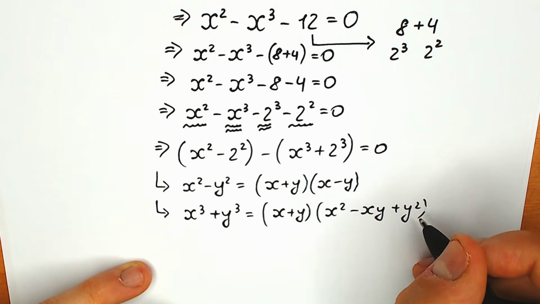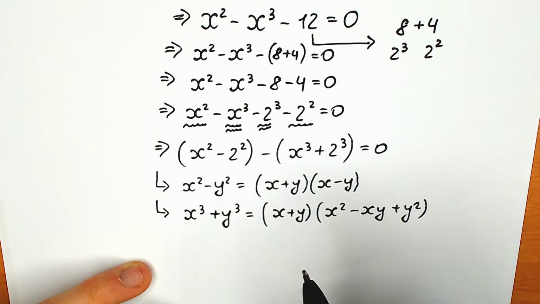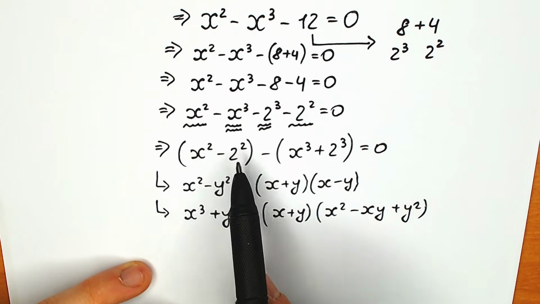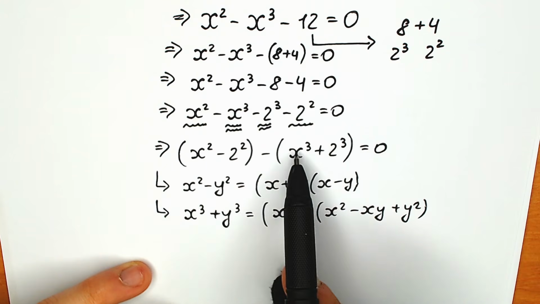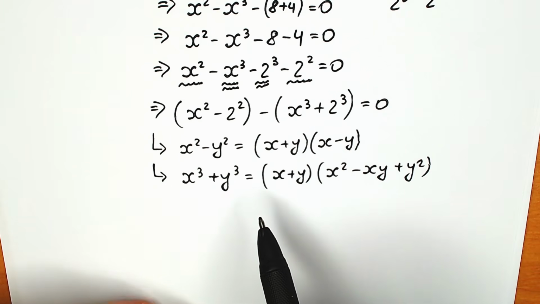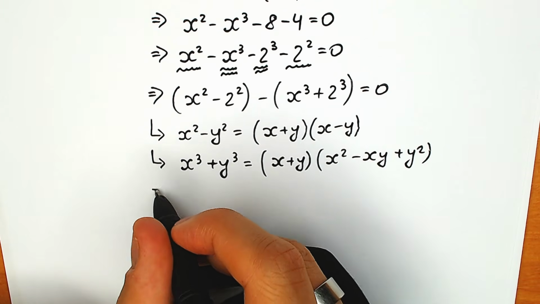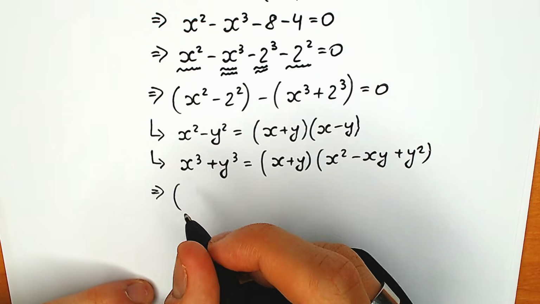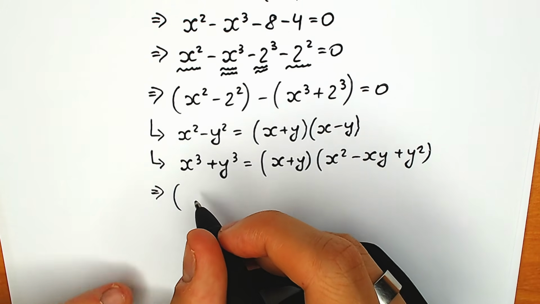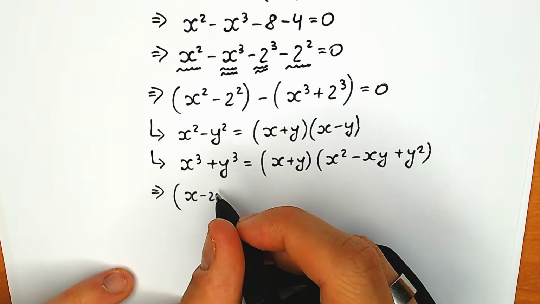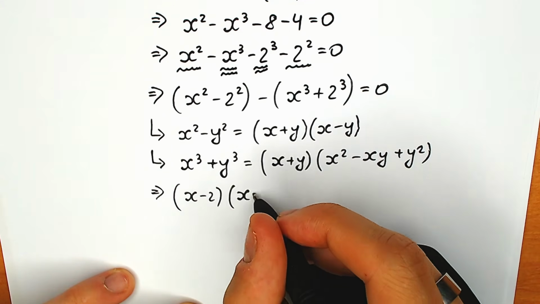And right now, let's apply each of these formulas to our expression. We have the first parenthesis, difference of squares, and the second parenthesis, sum of two cubes. So right now, let's apply it. Let's see what will happen. First of all, the difference of squares. So we have x minus 2 times x plus 2.